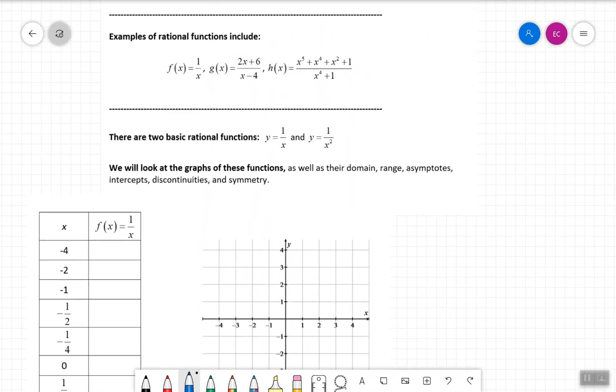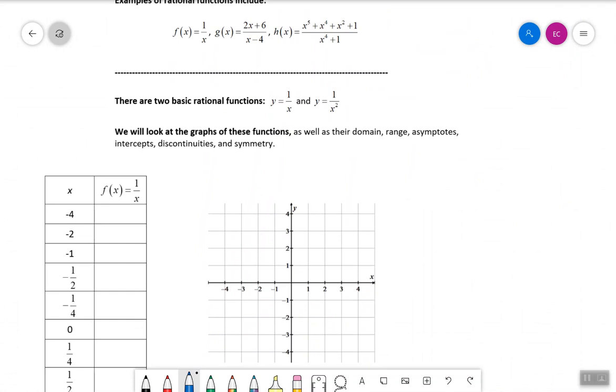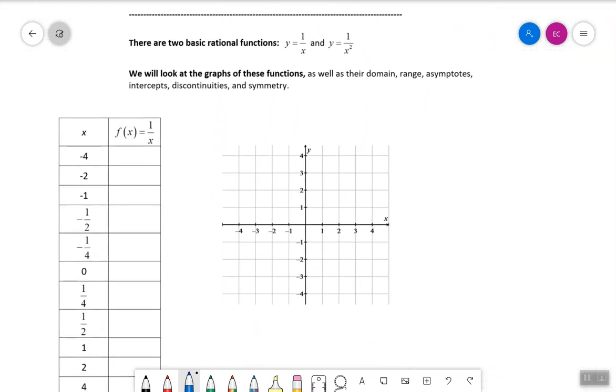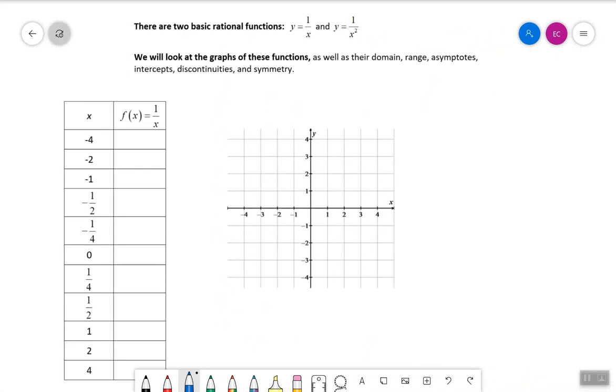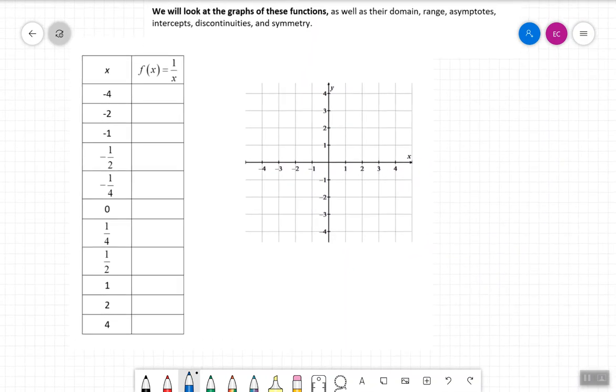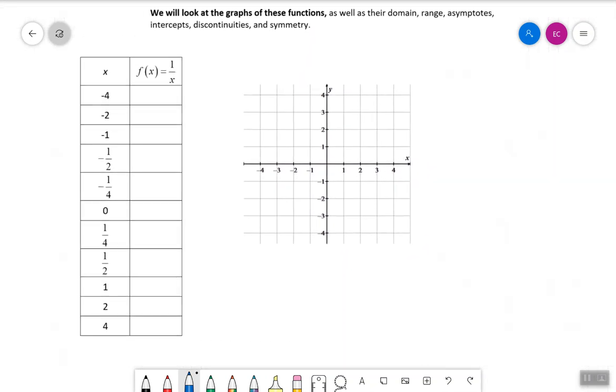There are two basic rational functions that we want to talk about first. The first one is y equals 1 over x. And so let's start with a table and a graph for y equals 1 over x. If we plug each of the x values into the function, then we'll get points that we can plot. You might want to take a moment and pause the video and try to complete the table and the graph on your own.